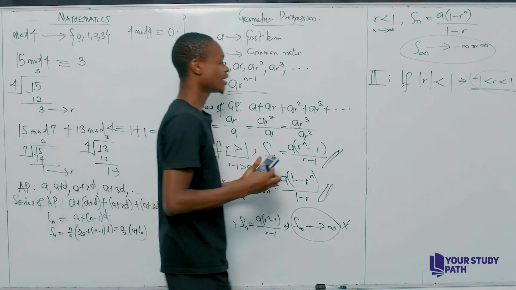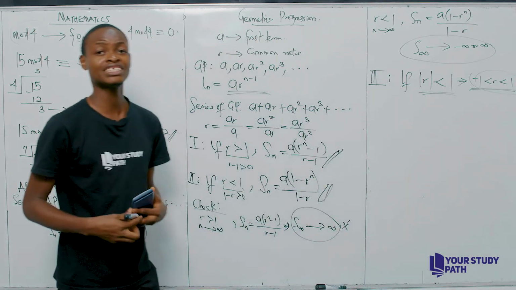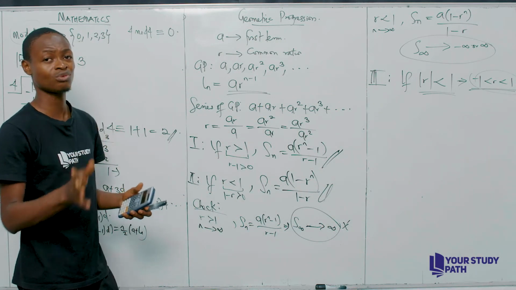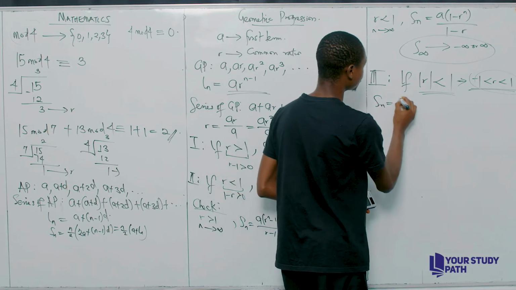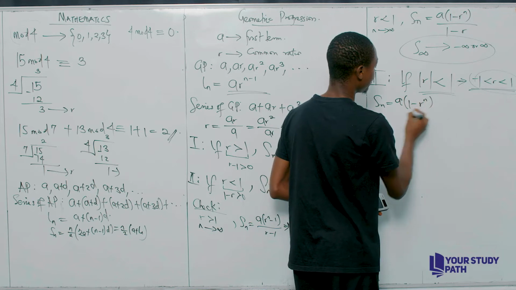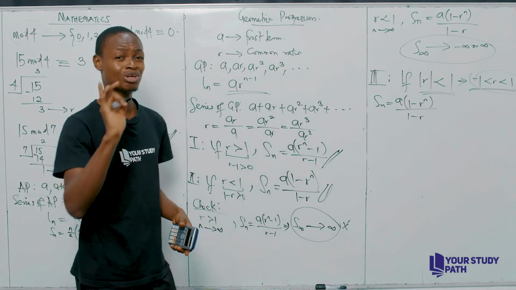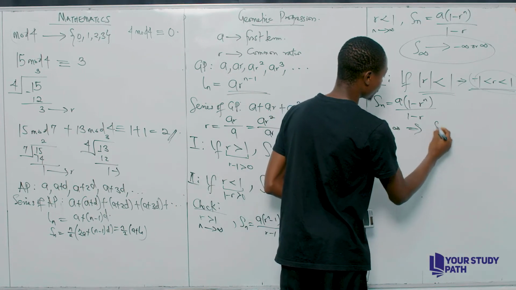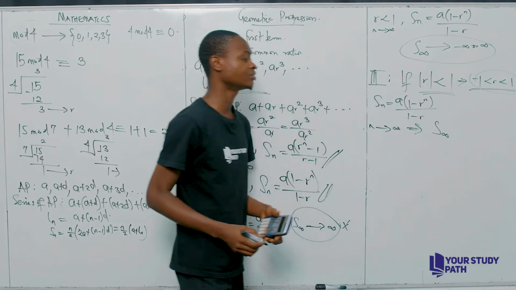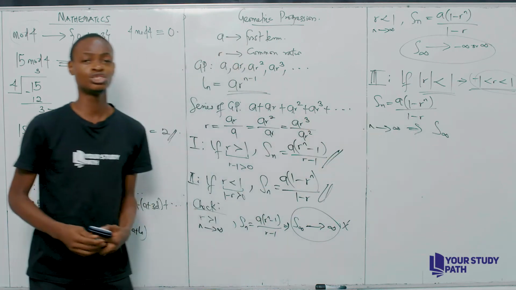Let's see why. If we have absolute value of r less than 1, first and foremost, it means that r is less than 1, right? So it means you are using this formula. So you are saying that Sn is equal to a into 1 minus r raised to n, divided by 1 minus r. Now remember that n is becoming very, very large. So n is tending to infinity. This means that we are asking for S infinity. Now let's consider what happens when we consider S infinity within this numerator.